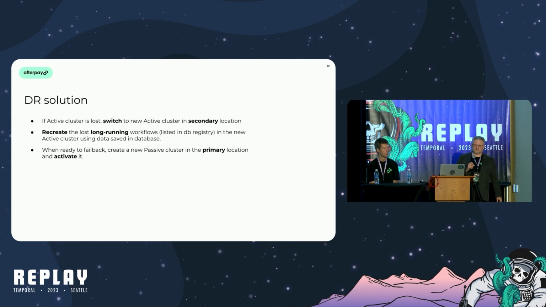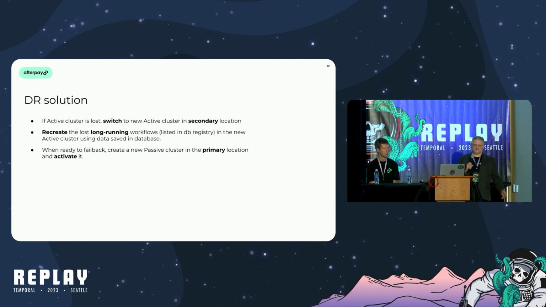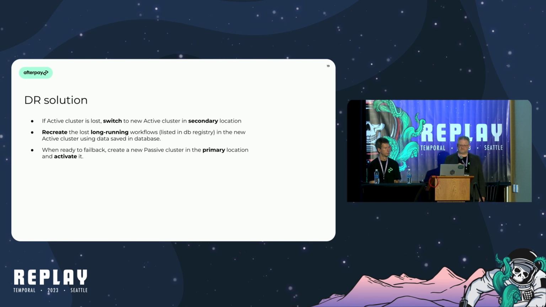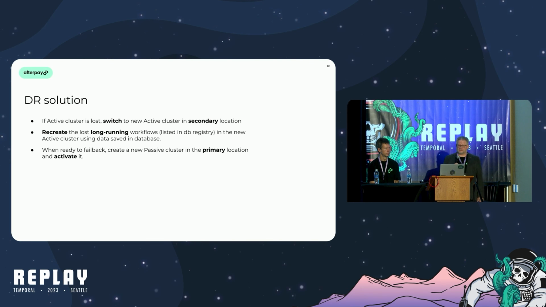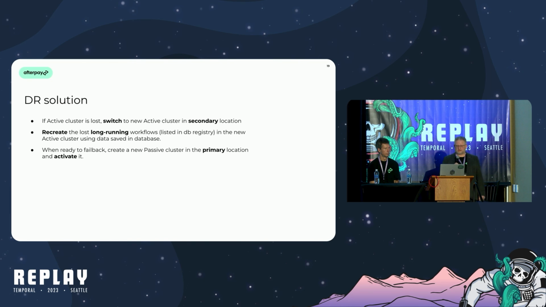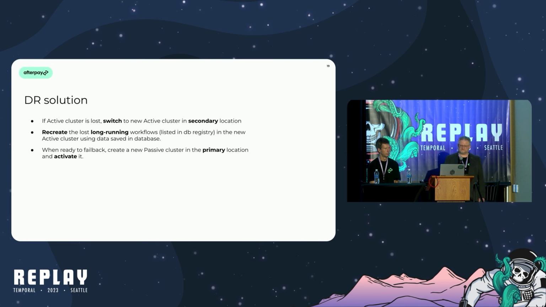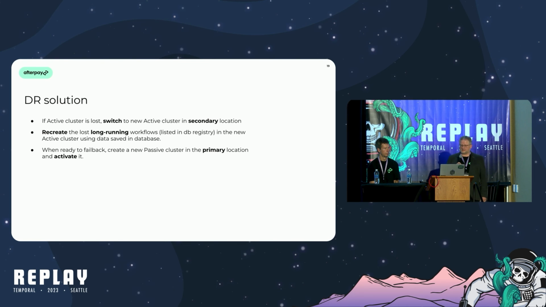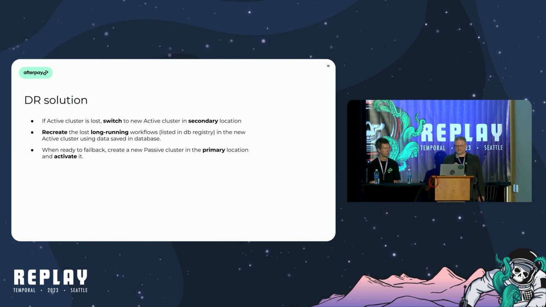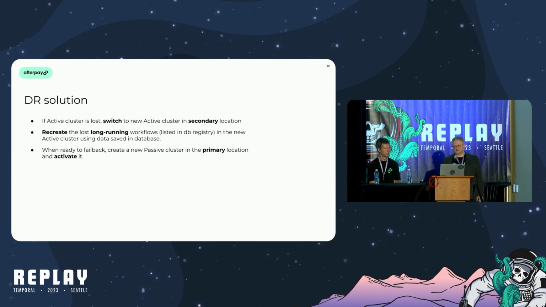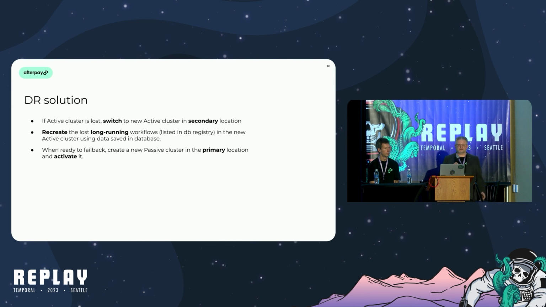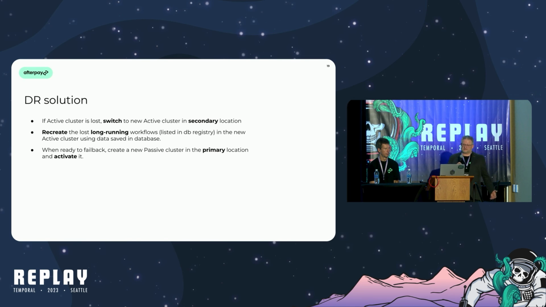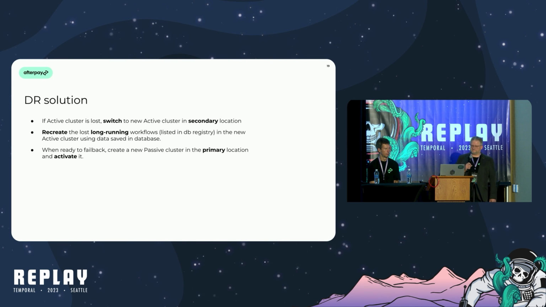In this case, all short-running workflows will fail or time out, and we will not fail over them. But all long-running workflows must fail over to a new location. If an active cluster is lost, we provision and switch to a new active cluster in a failover location, which will be empty from the start. We activate it and operate it as normal.